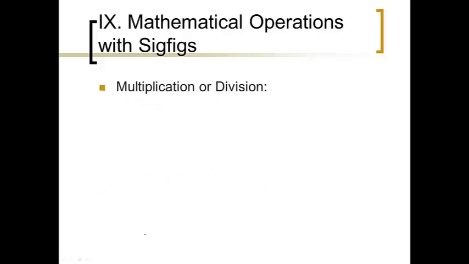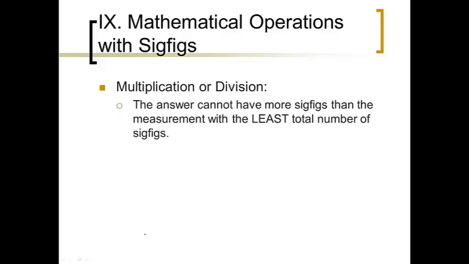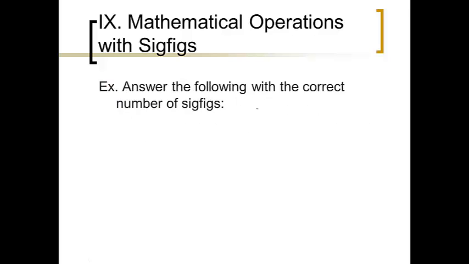Now, if you multiply or divide, the answer cannot have more sig figs than the measurement with the least total number of sig figs. So go back and look at all the numbers that you added and or multiplied and divided with. Count the sig figs in those. Your answer cannot have more sig figs than the one with the smallest number of sig figs.